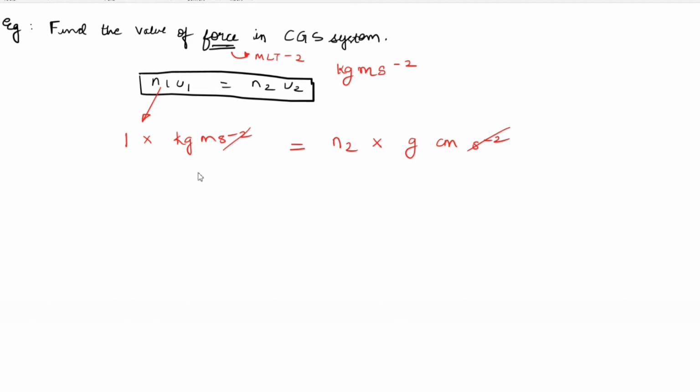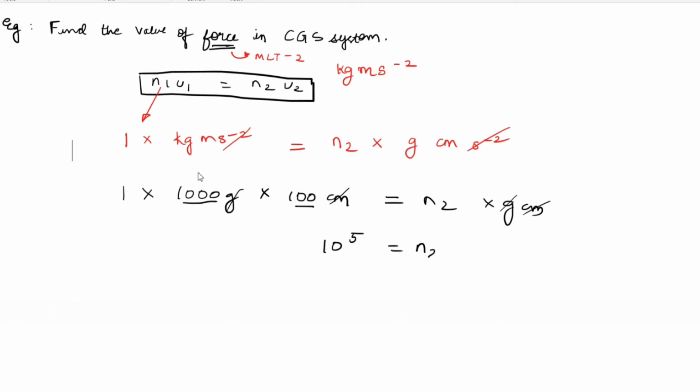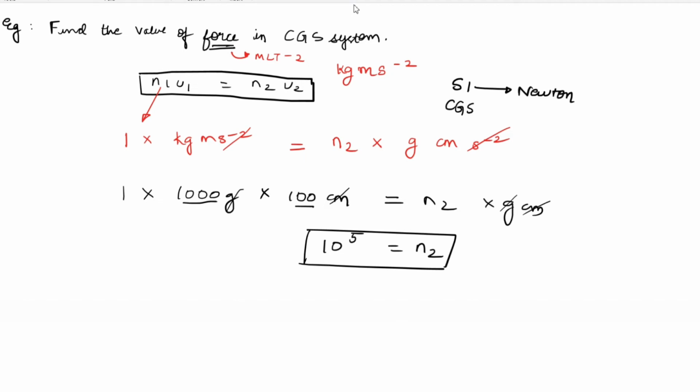So what are we doing? We write 1 kg is 1000 grams, so it becomes 1 into 1000 grams into 1 meter is 100 centimeter, 100 centimeter, seconds are getting cancelled, is equal to N2 into gram centimeter. So we get the value of N2 as 10 power 5. So the SI unit of force is Newton and the CGS unit of force is dyne. So what can you conclude from here? 1 Newton is equal to 10 power 5 dynes.